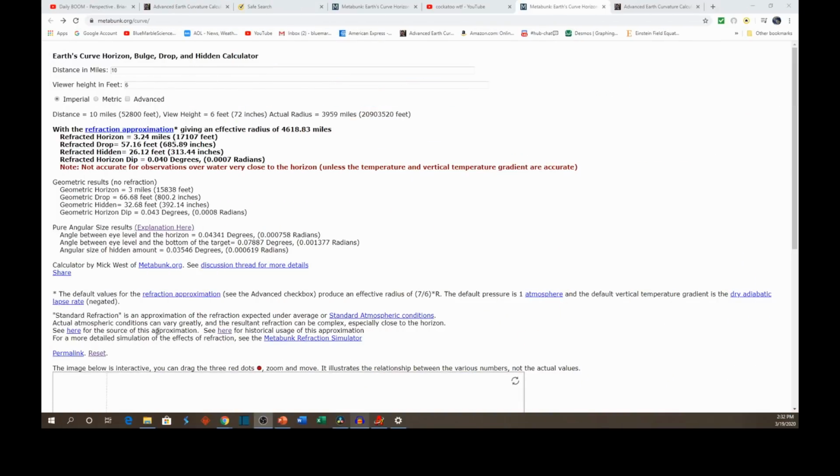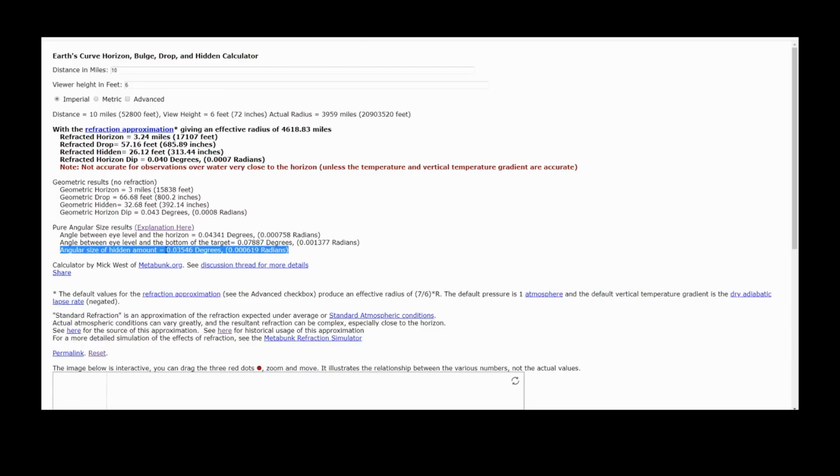No problem, Nathan. We can do that. Here's the Metabunk Earth Curve calculator. I've got a distance of 10 miles, a viewer height of 6 feet, and you see the results. The refracted hidden is 26.12 feet. The geometric hidden is 32.68 feet. But now if you look at the next line, you see pure angular size results. Angular size of the hidden amount is 0.03546 degrees. That is the angular size that would be obscured by the horizon.